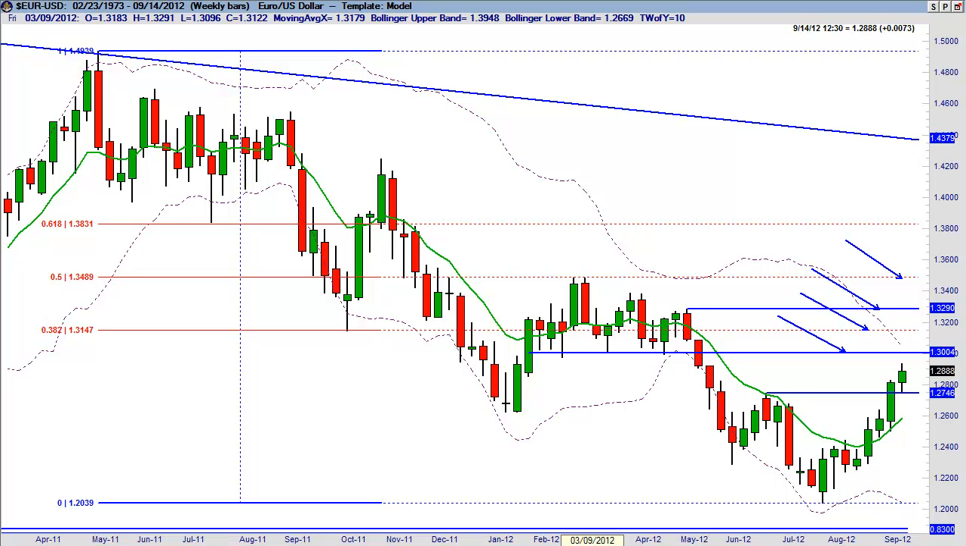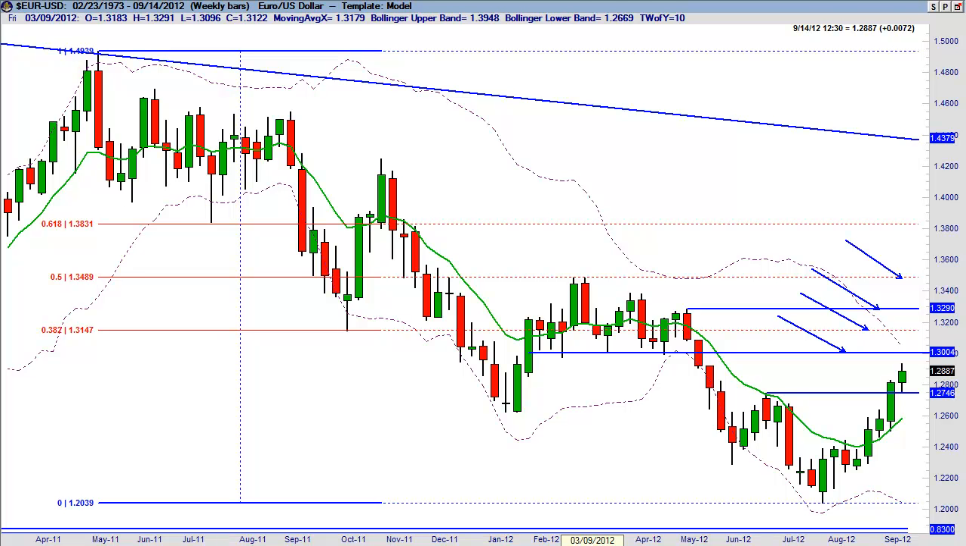Today we're going to take a look at the euro dollar in several different time frames. First we're going to look at the weekly chart because what we're looking at right now is the potential resistance areas. The euro has been moving up for several weeks in a row and we want to evaluate where the resistance points are.